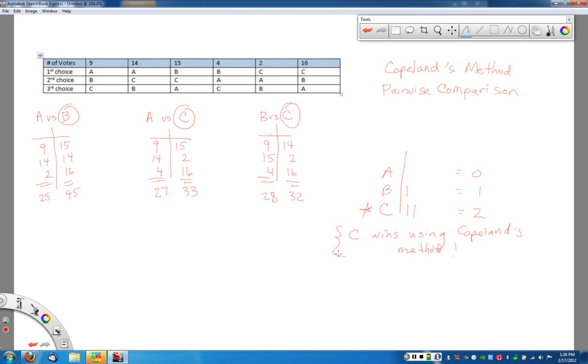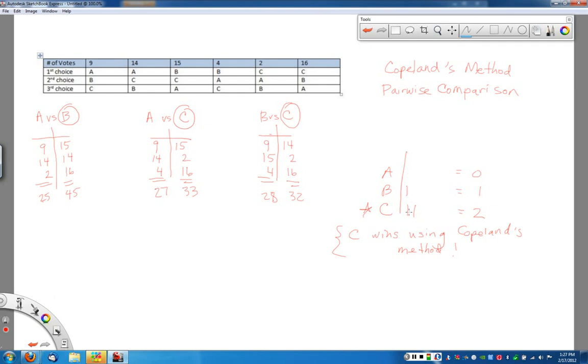It's an okay method. One of the problems with the pairwise comparison method is that a lot of times we end up with ties. So if A and B both got the same score in the one-on-one matchup, then each of those gets half a point. So A would get half a point and B would get half a point, and you distribute things that way. Another problem with Copeland's method is that fairly frequently we end up with ties.